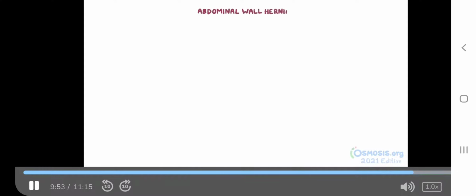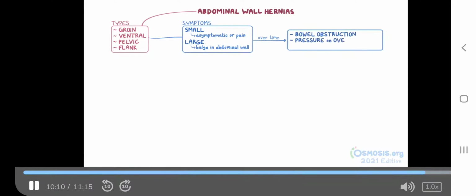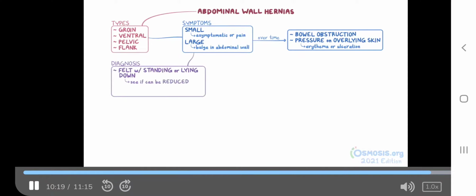Alright, as a quick recap. Abdominal wall hernias are classified by location into four kinds: groin, ventral, pelvic, and flank hernias. Small hernias can be asymptomatic or cause pain, whereas large hernias typically cause a bulge in the abdominal wall. Over time, hernias can lead to bowel obstruction and can put pressure on overlying skin, causing erythema or ulceration. For diagnosis, the hernia should be felt with the individual standing and lying down to see if it can be reduced and if there's evidence of incarceration or strangulation.